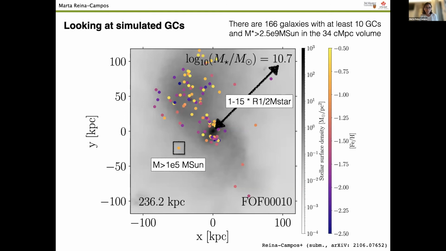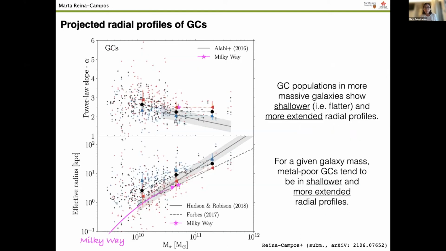The first one is that we can fit power law functions and the Vauquelin profiles to the number density radial profiles of globular clusters, which give us an idea of what's the slope and what's the effective radii that describe these globular cluster populations. And in this figure, I'm showing these two quantities as a function of the galaxy's stellar mass. The markers of different colors correspond to the standard categories of globular cluster populations based on metallicity, with red being metal rich and blue being metal poor.